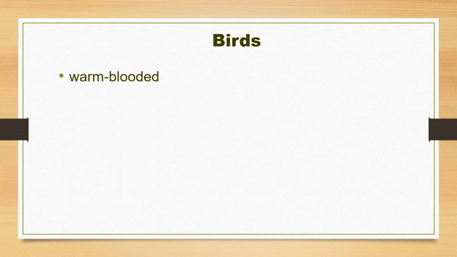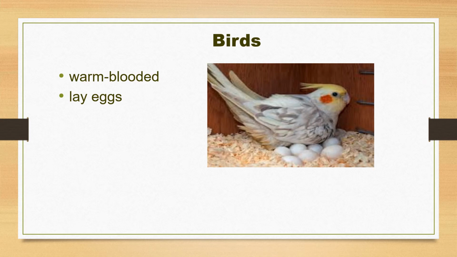So we said birds are considered also as warm-blooded animals. What do you mean by warm-blooded animals? Animals which can adjust their body temperature. What else? They lay eggs also. It's like the reptiles wherein they lay eggs. So you can see the given example here, bird having eggs.